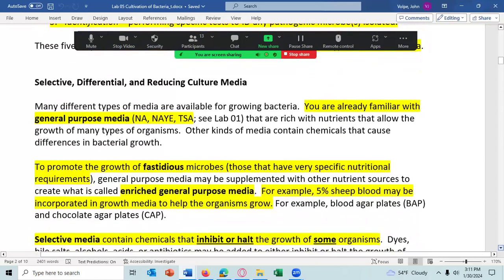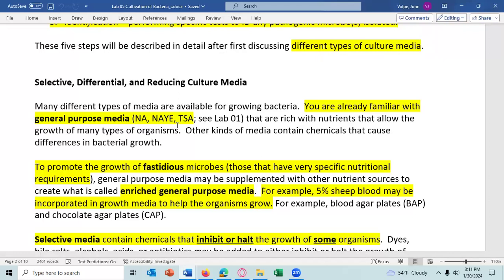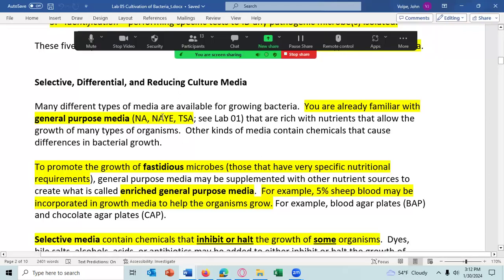So the first type of culture media you're already familiar with, and that is general purpose media, such as NA or nutrient agar, NA or nutrient agar with yeast extract, and TSA or tryptic soy agar. These media grow a large number of organisms. They supply the nutrients for many things to grow. Not everything will grow on them, particularly fastidious organisms. And these media are not selective.